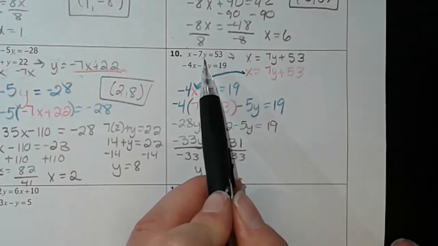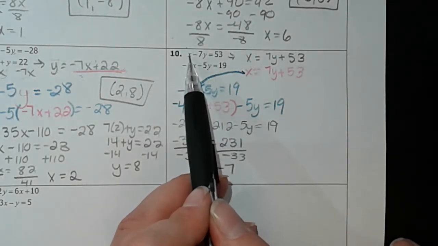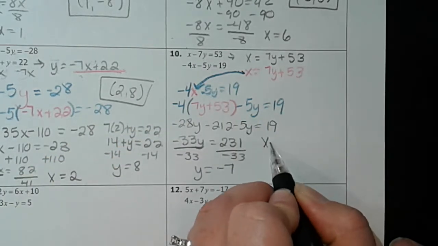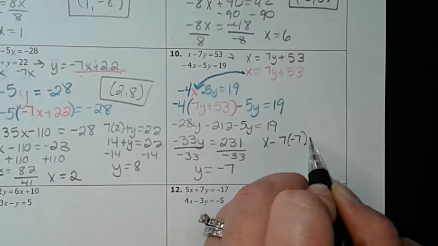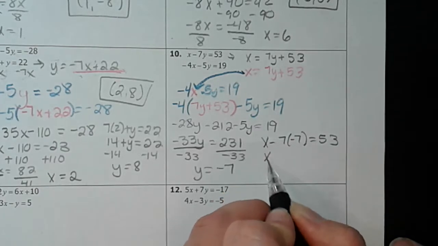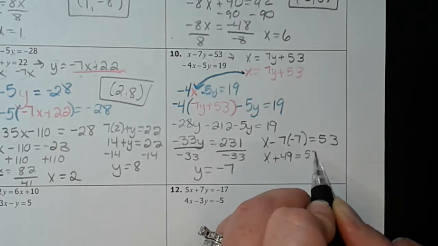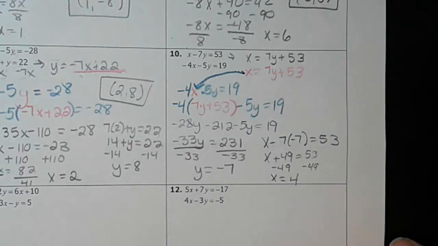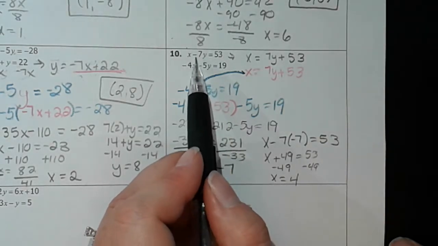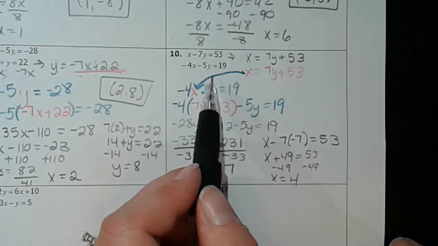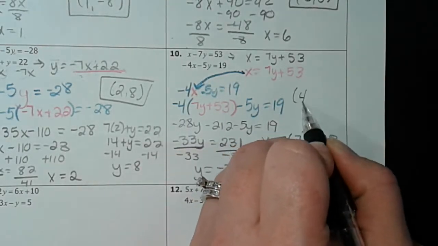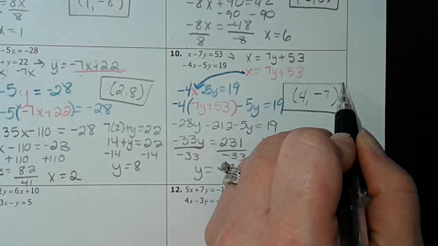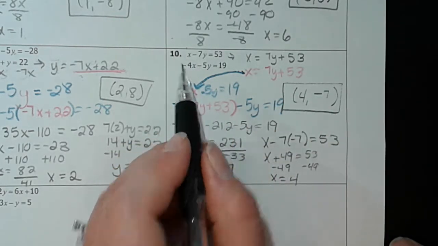So now we have to figure out the x. So if we put in y, we should get out the x for this. So let's put in negative 7 for y right here. So x minus 7 times negative 7 equals 53. So that's x plus 49 equals 53. Subtract 49 from both sides, and we get x equals 4. So at the point where these two lines cross, or the solution to this system of equations, x is equal to 4 and y is equal to negative 7. So this is the point that lies on both of these lines, this line and that line.